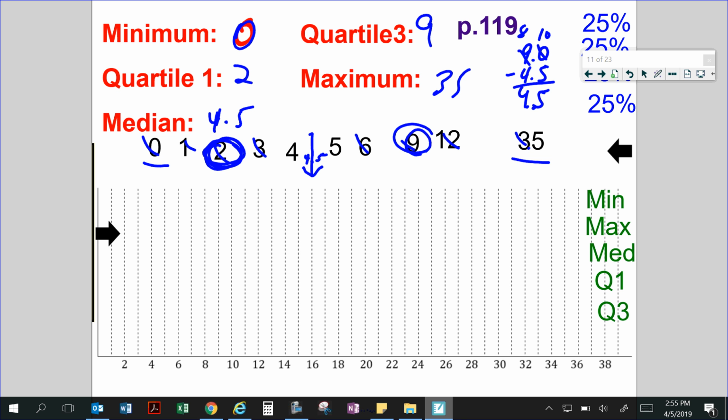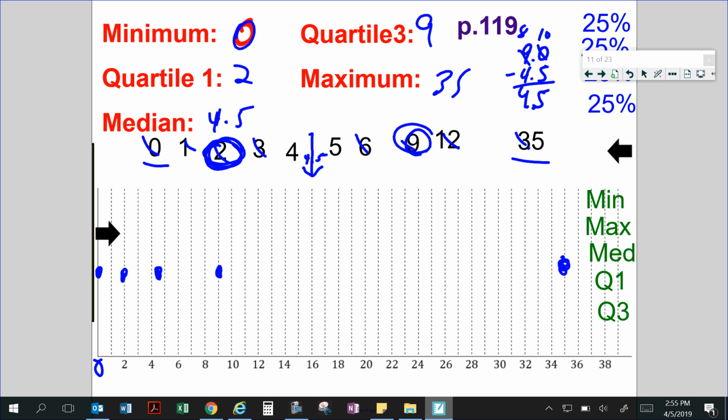So now that we know how to do that, it's time to make something called a box plot. For a box plot you have to know 5 important pieces of information. Minimum. Find 0 here. Draw a dot at 0. Maximum is 35. So find 35 between 34 and 36 and draw a dot there. Then find quartile 1. Draw a dot at 2. Find the median of 4.5. So here's 4, 5, 6. So it's going to be right here. And quartile 3 is 9. So find 9. Draw a dot here. It's a box plot, so you're plotting dots. So we have 5 dots.